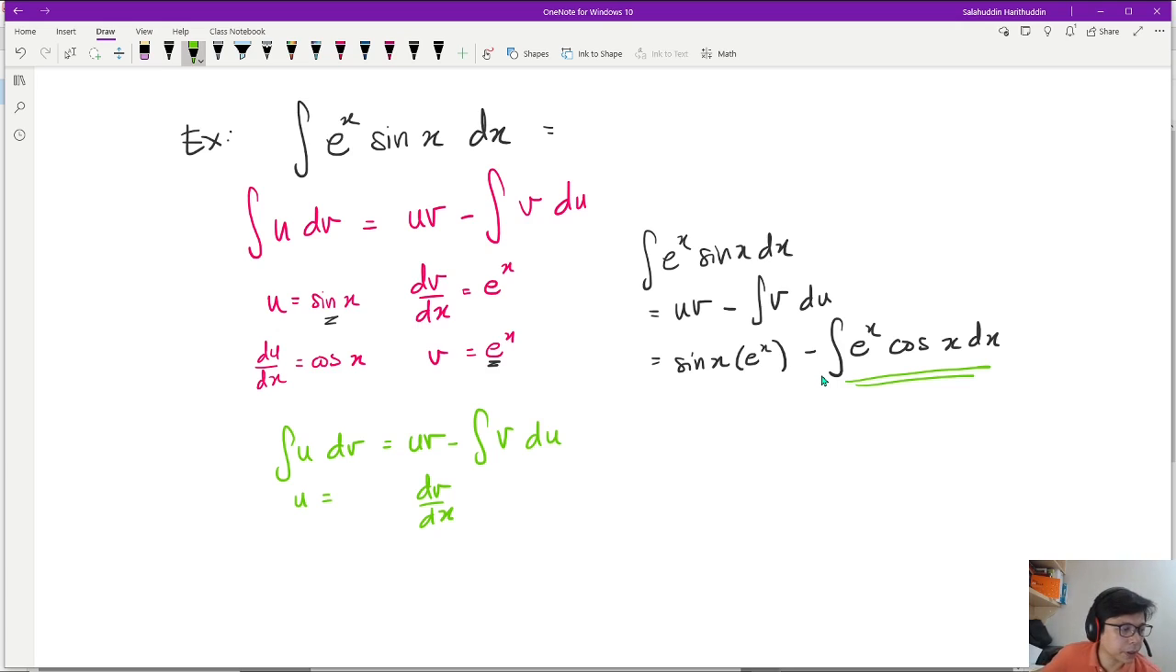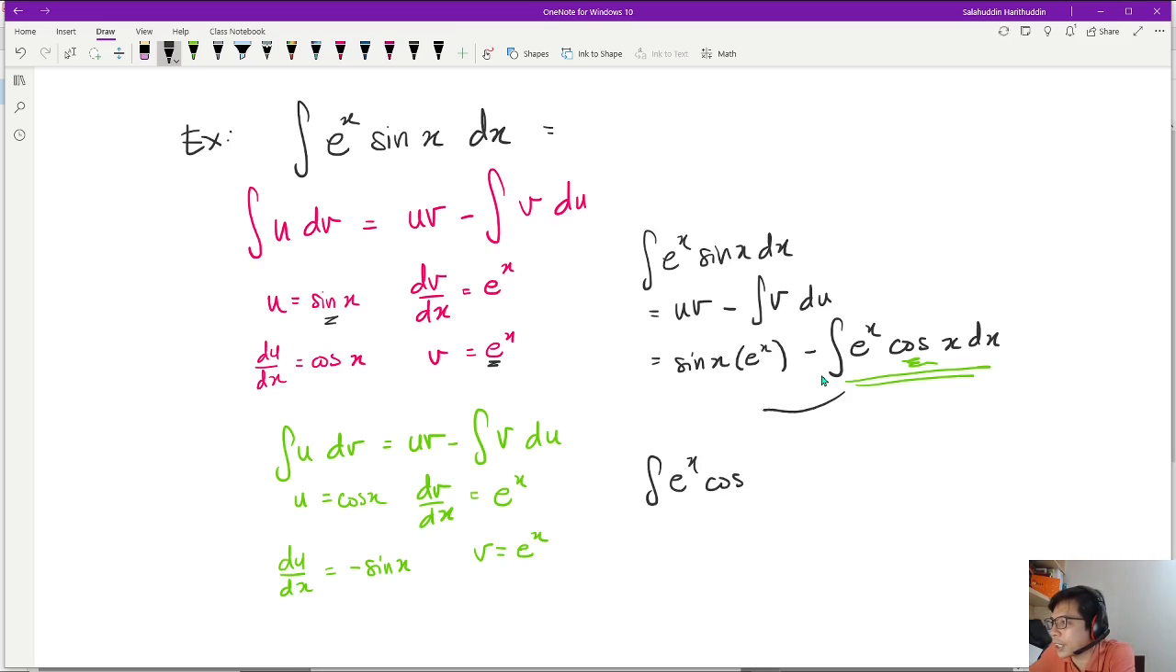Alright, so in this case, let's pick again. I'm going to pick u as cosine x, I'm taking this one right here, and v' is e^x. So again, du/dx is minus sine x, and v is of course e to the power of x. Alright, so we need to calculate now e^x cosine x. I'm bringing this here.